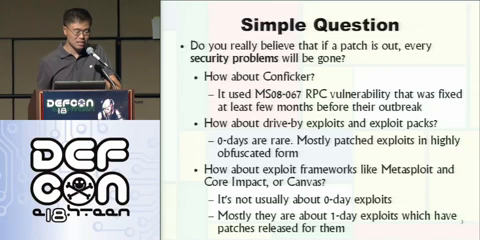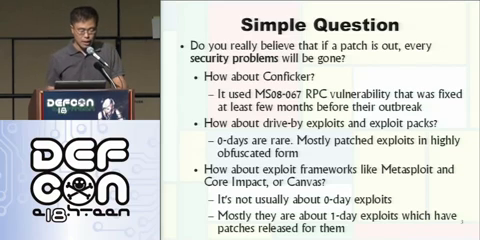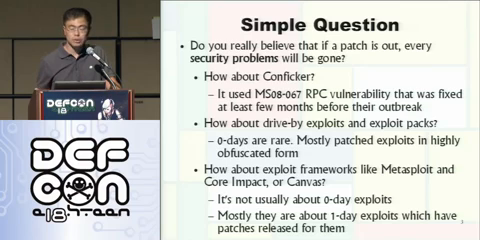So let's look at Conficker. It spread around 2008 or 2009, and actually it used a vulnerability patched at least a few months earlier. So even though the patch was out, a lot of people didn't patch for some reason, and the Conficker worm infected more than 8 million computers over the world. And how about drive-by exploits? They usually include one-day exploits, the exploits that have patches. There are some 0-days, but they are very rare.